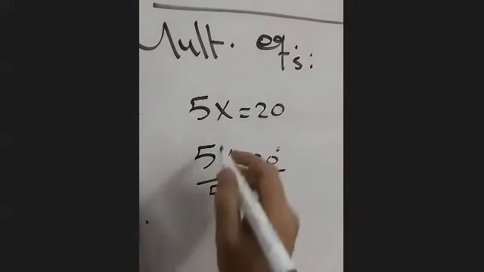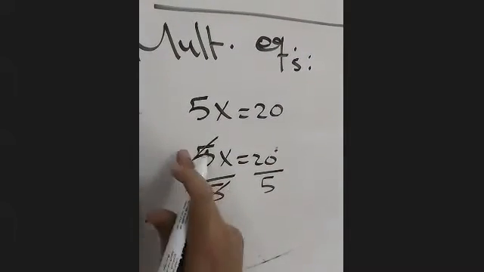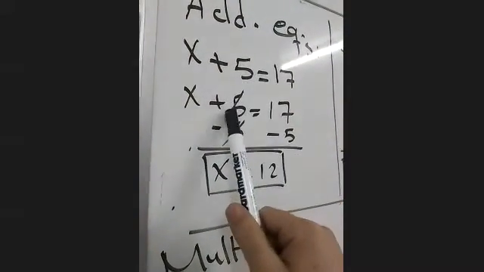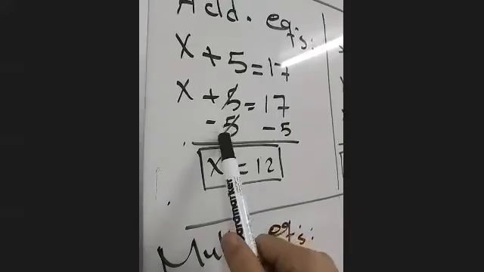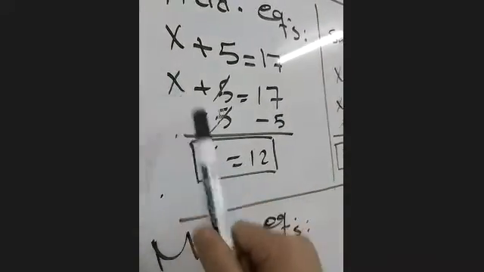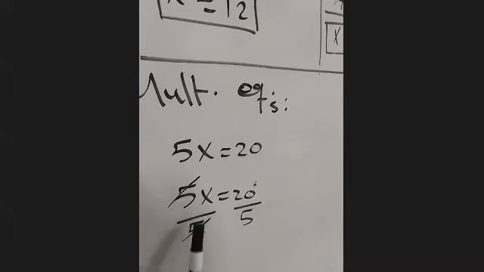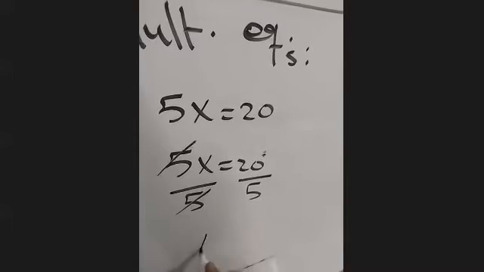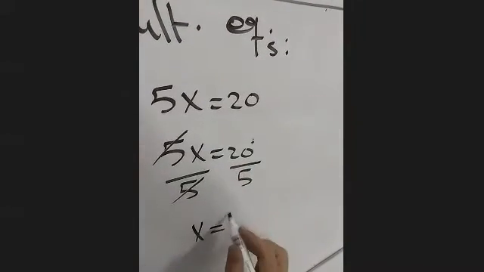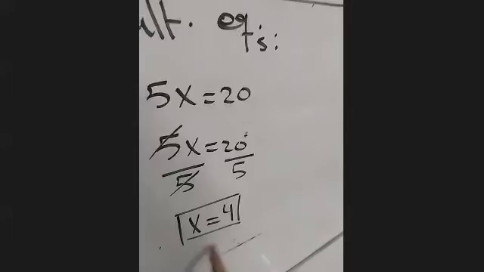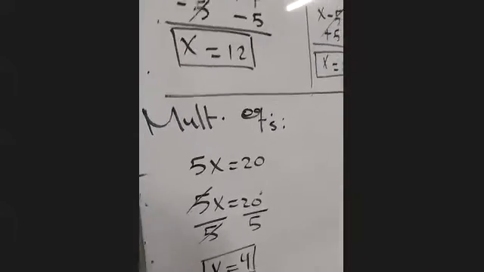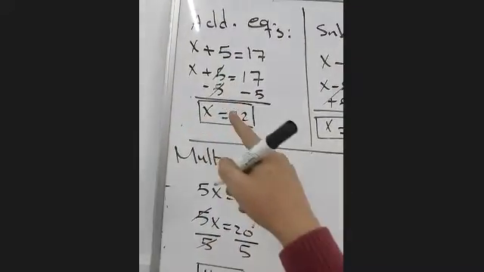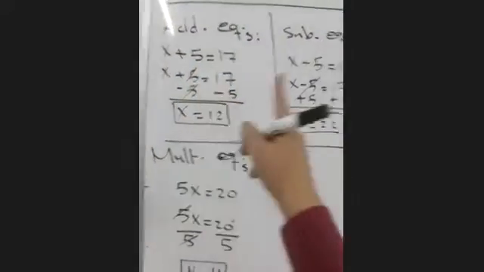Now 5 divided by 5, they are crossed. 5 divided by 5 is 1. 1 multiplied by x is x. 20 divided by 5 is 4. So x equals 4. Now always and forever, if you want to check your answers, substitute or replace the variable by its value, then check.